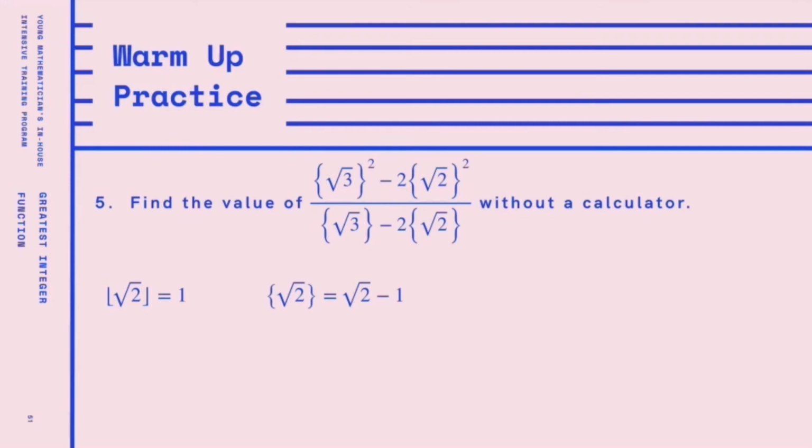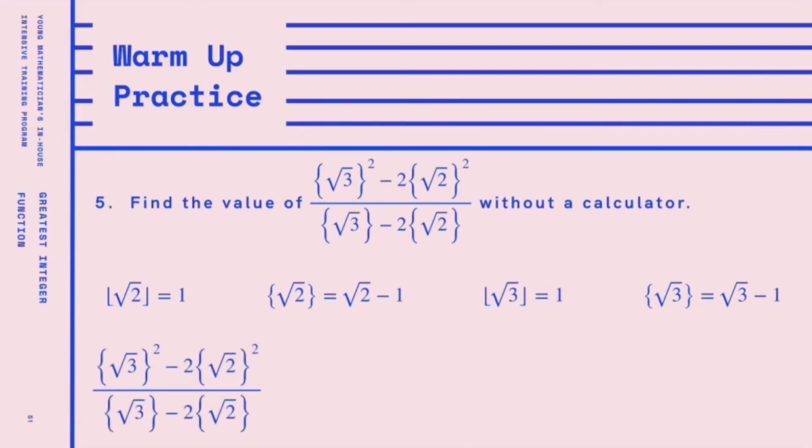Now similarly, square root of 3 is about 1.7, so the greatest integer function of that is equal to 1. The fractional part of square root of 3, again x minus the greatest integer function of x, is square root of 3 minus 1. Knowing the fractional parts, we can then just substitute these values into our original expression.